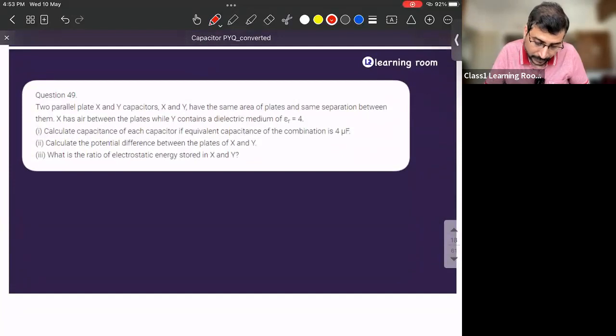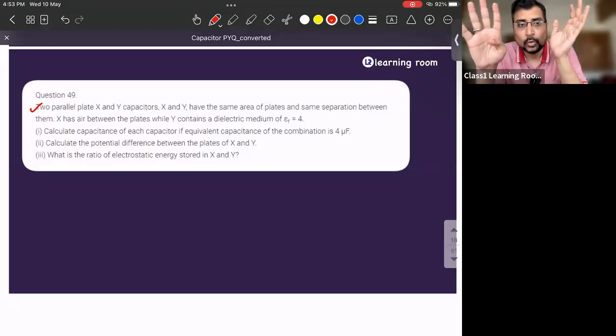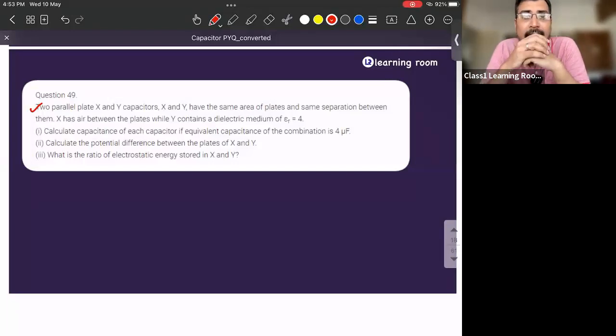Okay, I'm doing one last problem. Two parallel plate capacitors X and Y have the same area of plates and the same separation between them. X has air between the plates while Y has a dielectric medium epsilon R between the plates whose value is 4. Calculate the capacitance of each capacitor if the equivalent capacitance of the combination is 4 microfarad.